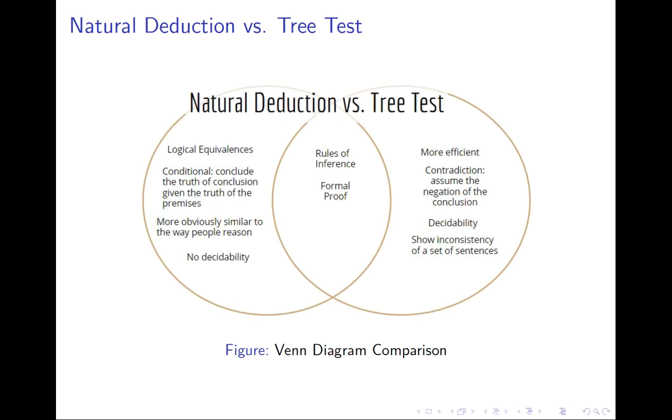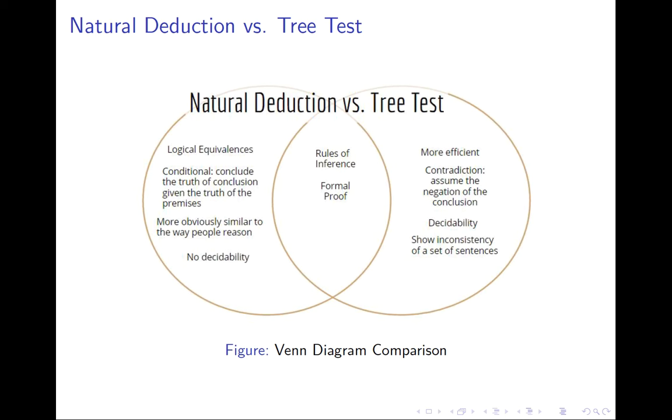Something similar between these two is that they both have rules of inference, but the tree test rules of inference do overlap a little bit more with the natural deduction's logical equivalences. Another thing that's similar is that both of these methods are a little bit similar to informal proofs, but the tree test is similar to informal proof by contradiction, where you assume the negation of the conclusion, whereas natural deduction is similar to that of a conditional, where you conclude the truth of a conclusion given the truth of the premises.